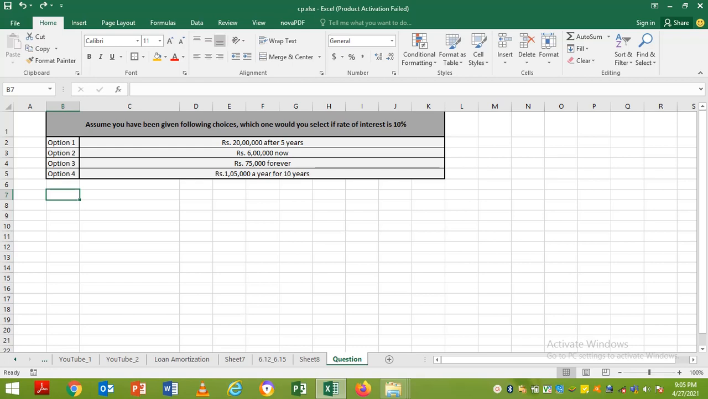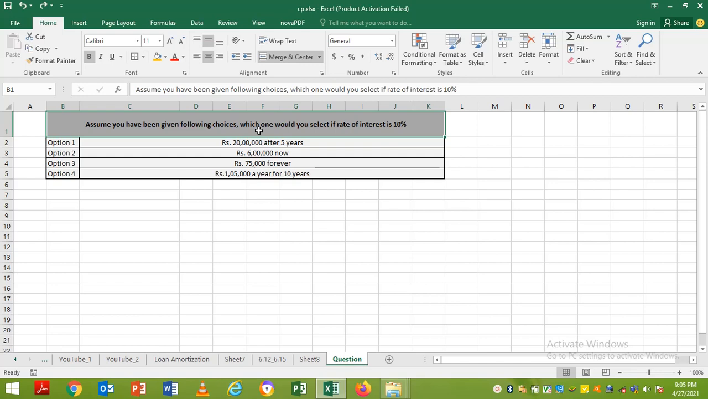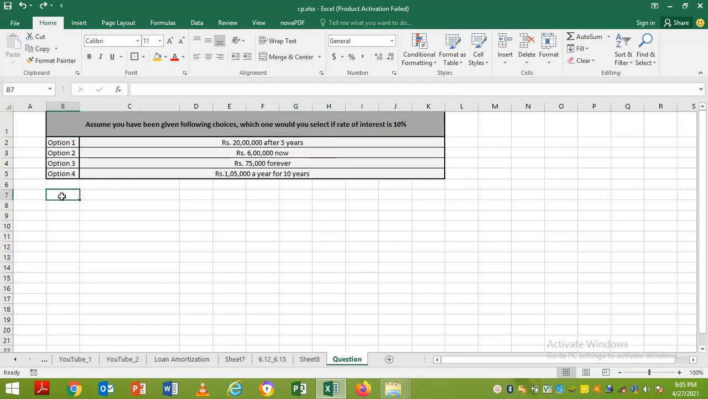So in the given example, we have to make a choice out of these four options, and we have to assume the rate of interest is 10%. Option 1 is 20 lakh rupees we will receive, but after 5 years. So we have a future value. Our job is to find out the value today, the present term of this 20 lakh rupees.